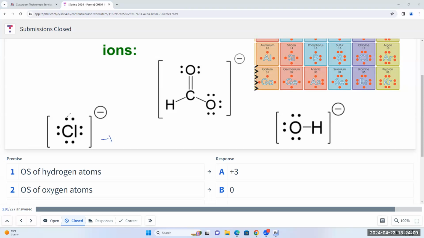And also, if you want to confirm that, we have 8 electrons around chlorine now. When it was neutral, it had only 7. We have 1 more electron than when it was neutral. Therefore, it should be -1. That's the other way to look at it.